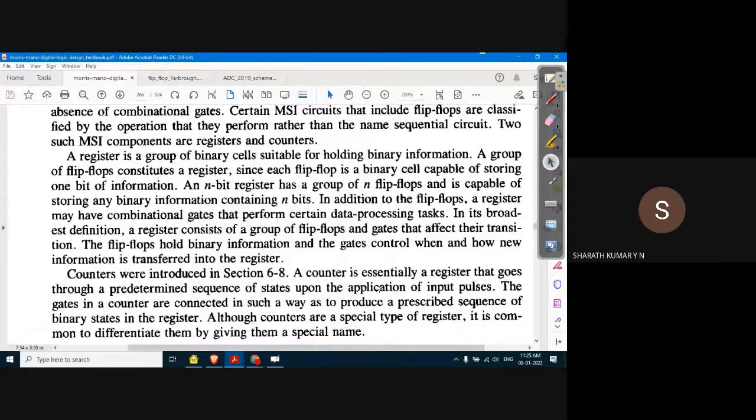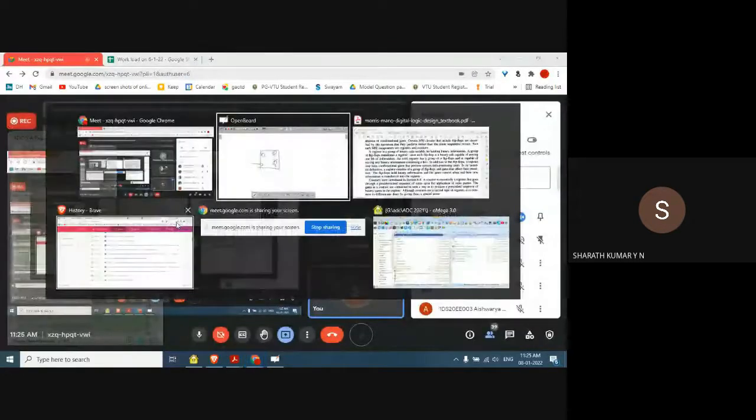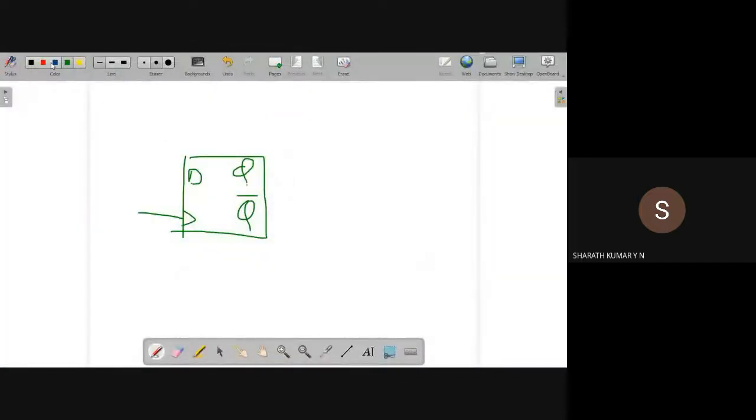So a group of flip flops forms what is known as a register. One flip flop can store one bit of data. For example, if D is 1, Q will be 1. If D is 0, Q will be 0.